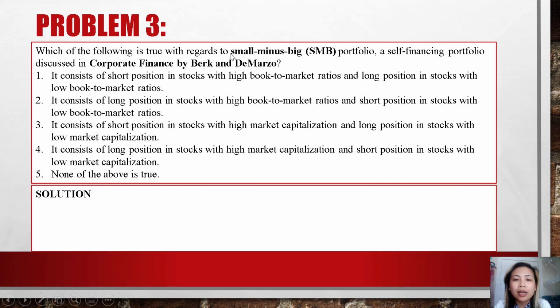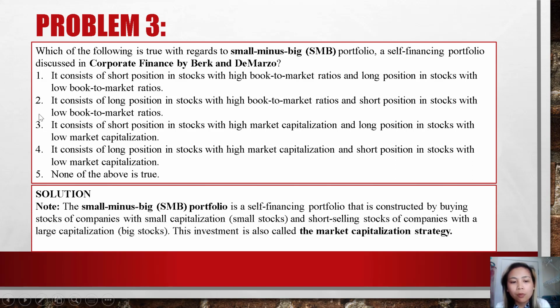So basically we have a long position in stock with low capitalization, and short position in the stock with high market capitalization. So the answer is 3.